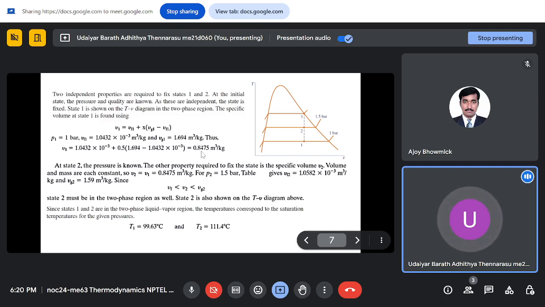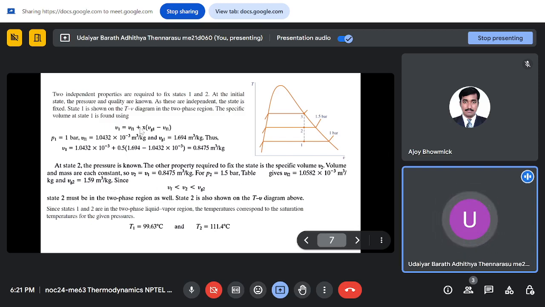So this will remain same throughout the change in process. So now at state 2, we know the pressure. So the pressure is 1.5 bar. So correspondingly we can find out the saturated vapor and saturated liquid specific volumes from steam table, and it will come out to be 1.0582 into 10 power minus 3, and saturated gas is 1.59 meter cube per kg.